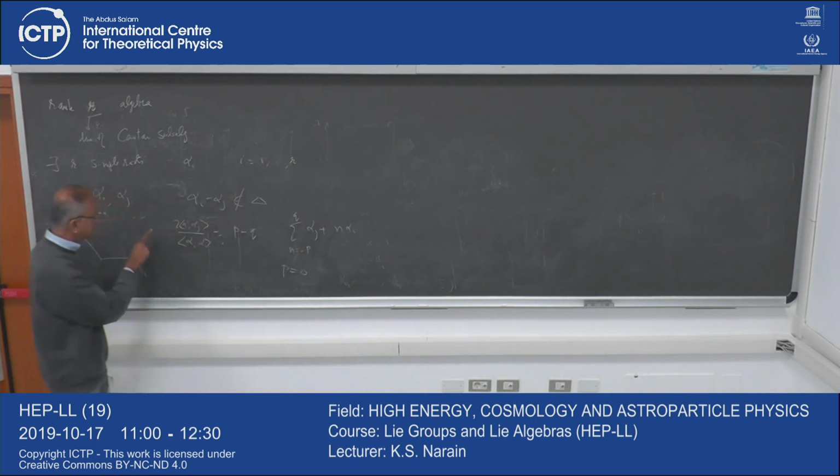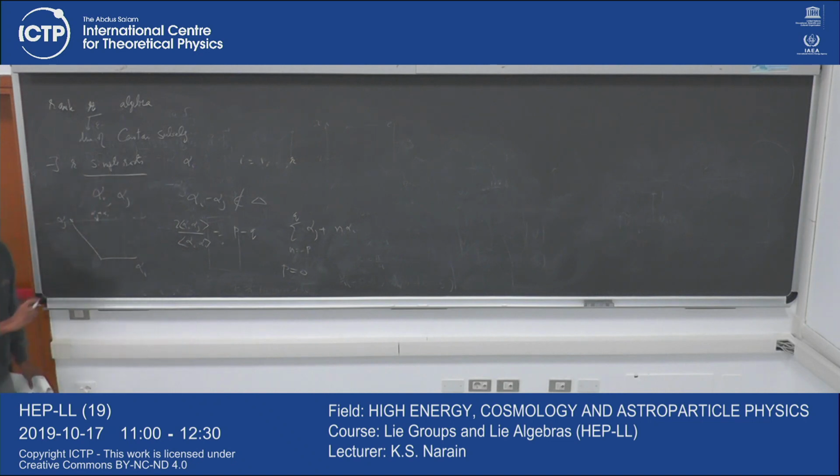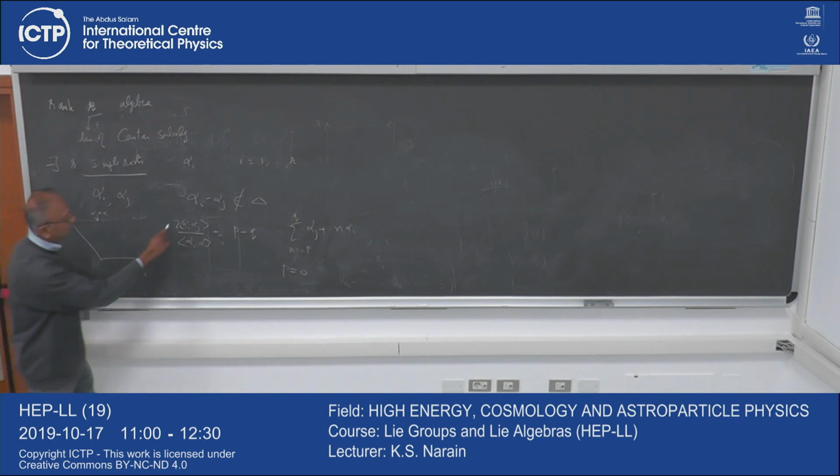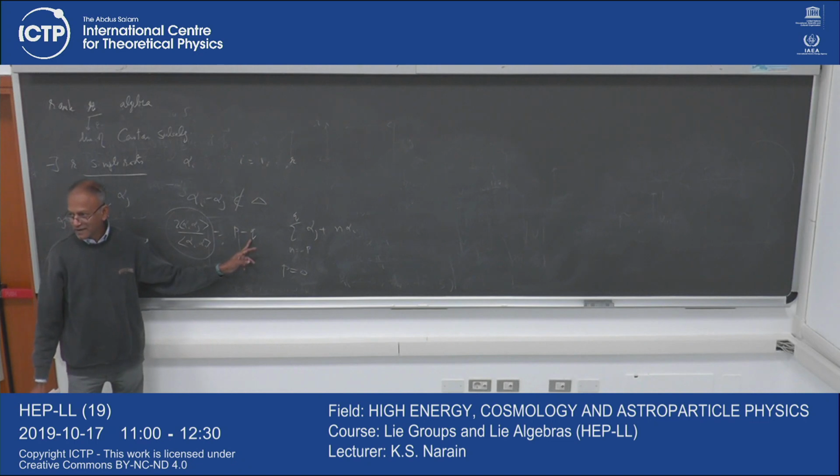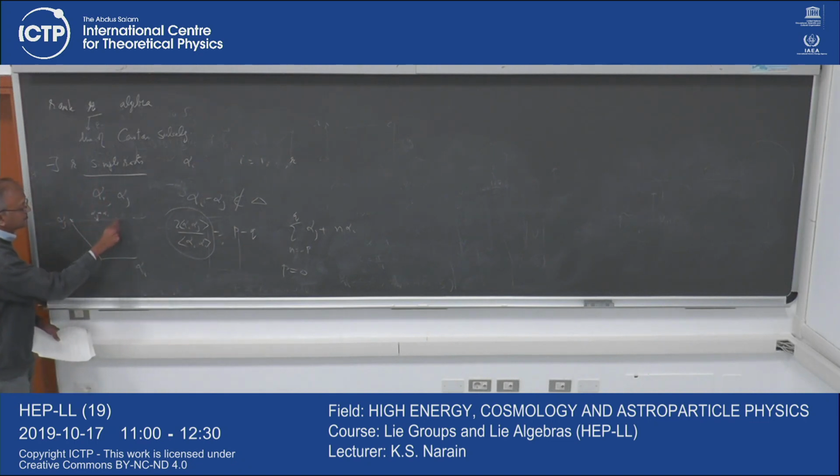This is only for simple roots, not for other roots. For simple roots, P is 0 and then it can only go positive. Q can be something, but once you know this number, since P is 0, it immediately tells you what Q is, so you know how far this chain goes.